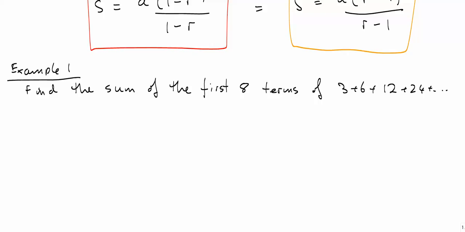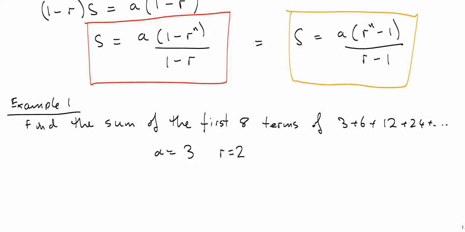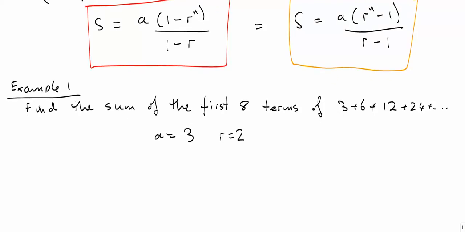Now, 3 examples. Simple one here. Find the sum of the first 8 terms of the series that I first wrote down, 3 plus 6 plus 12 plus 24, and so on. Well, this is a series where the first term a is 3, and we can see that we're multiplying every term by 2 to get the next term, so r is 2. So since r is greater than 1, I suggest using this second formula, the one in the orange box, as it makes the top and bottom both positive.